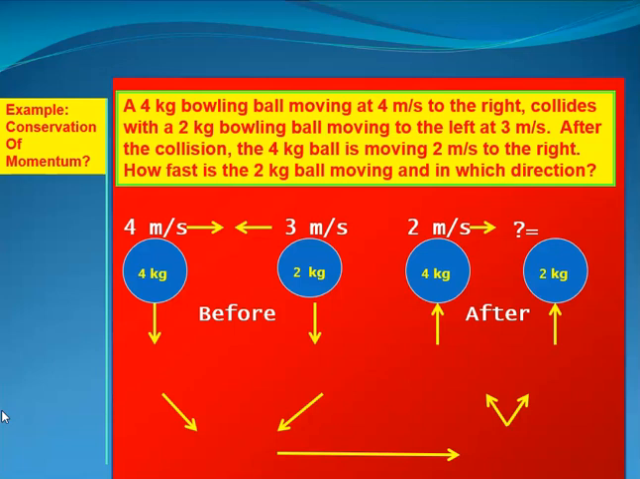After the collision, the 4 kilogram ball is moving at 2 meters per second. You can see that on the right side, the right diagram. That's the after picture. How fast is the 2 kilogram ball moving and in which direction?